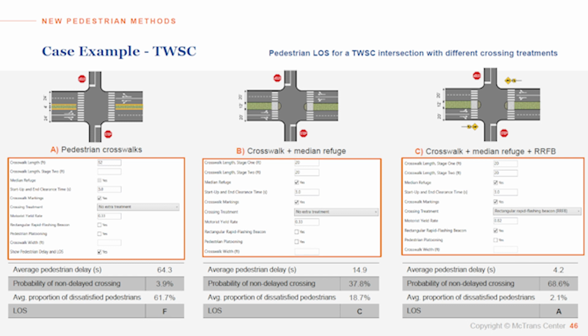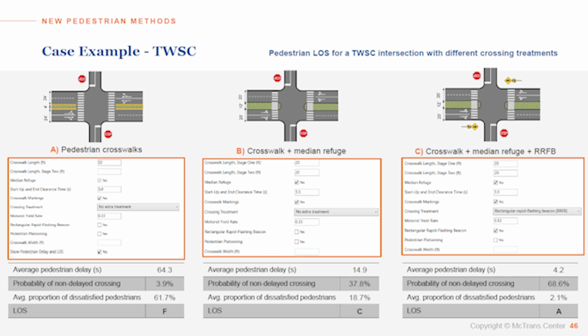Then option B, what we do here, we implement a wider median refuge. So what we changed here is that now we have two crossings instead of one, each one of them with 20 feet, as opposed to a single crossing of 52 feet, with the same yield rate, 33%. And when we run the methods, now we have about 15 seconds of delay per pedestrian, 18% dissatisfied pedestrians, and that results in a level of service C. So that's a significant improvement.